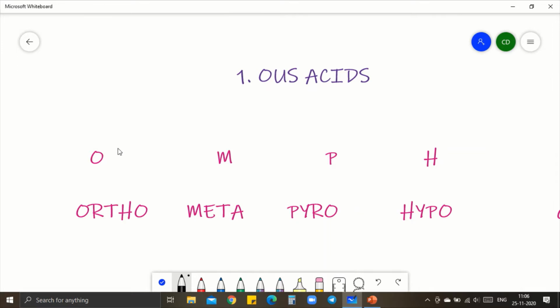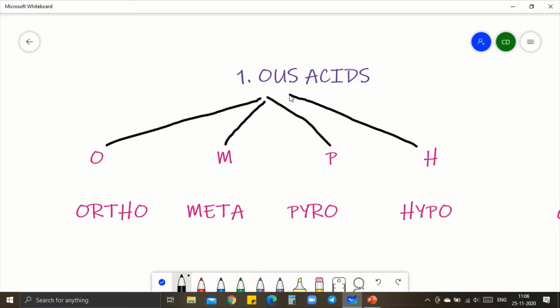OMPH. O means orthophosphorus acid. M, metaphosphorus acid. P, pyrophosphorus acid. And H for hypophosphorus acid. So what are these formulas? There are four acids right now. The formula for orthophosphorus acid is H3PO3.